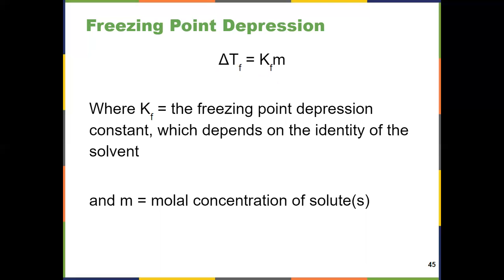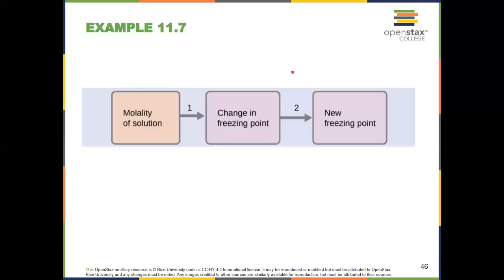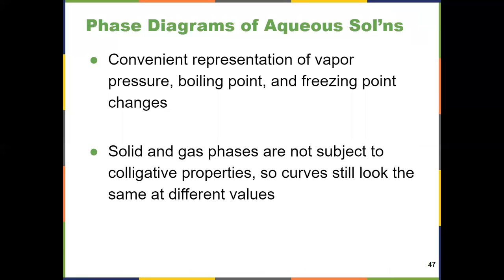And just like KB, KF will be provided to you unless you're asked to solve for it specifically. And delta TF equals freezing point depression constant multiplied by molality. Okay. Same exact strategy for solving for this problem. So we're not going to look at a practice problem right here. We'll have one in the review session because it's literally the exact same as doing boiling point. That's the good news.